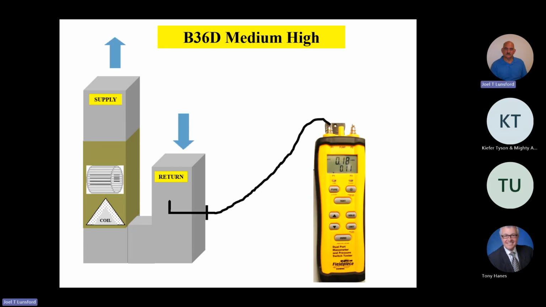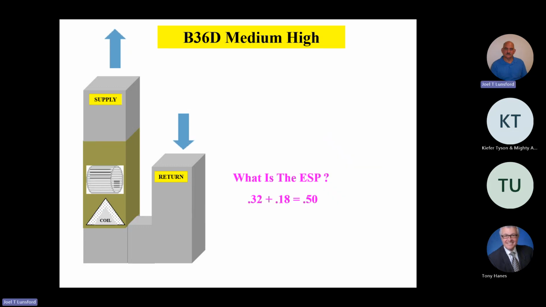My return static pressure is 0.18. So let's add those numbers together: 0.32 plus 0.18 equals 0.5. So taking a look at your chart, a B36D air handler on medium high speed tap with 0.5 inches of static pressure, what's the CFM?